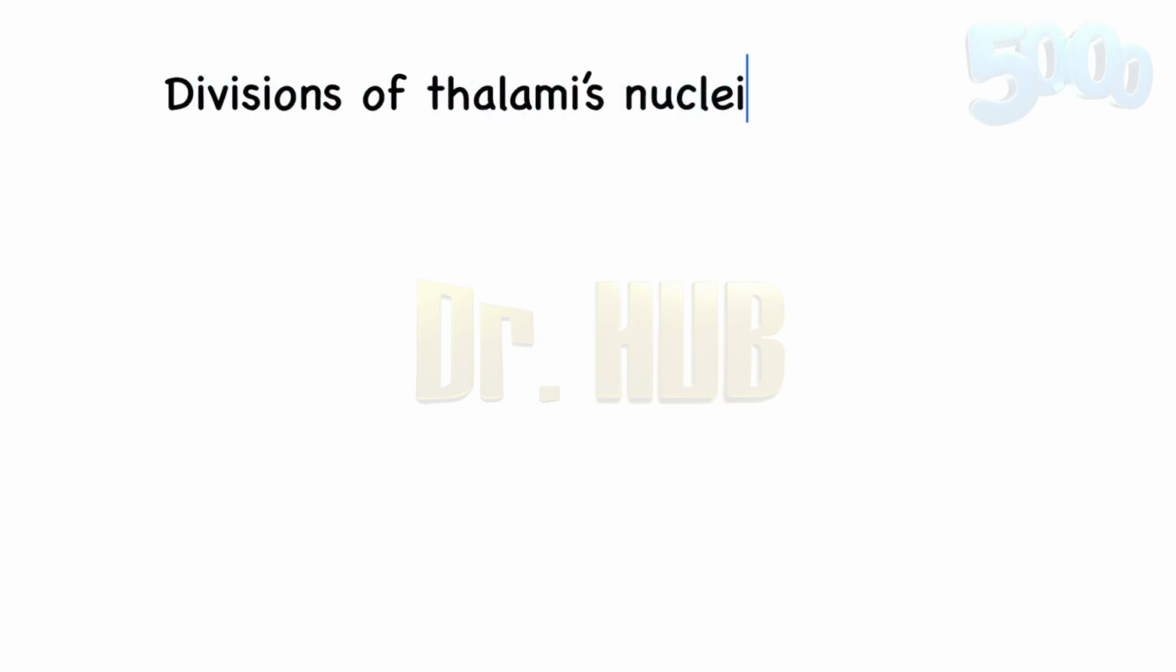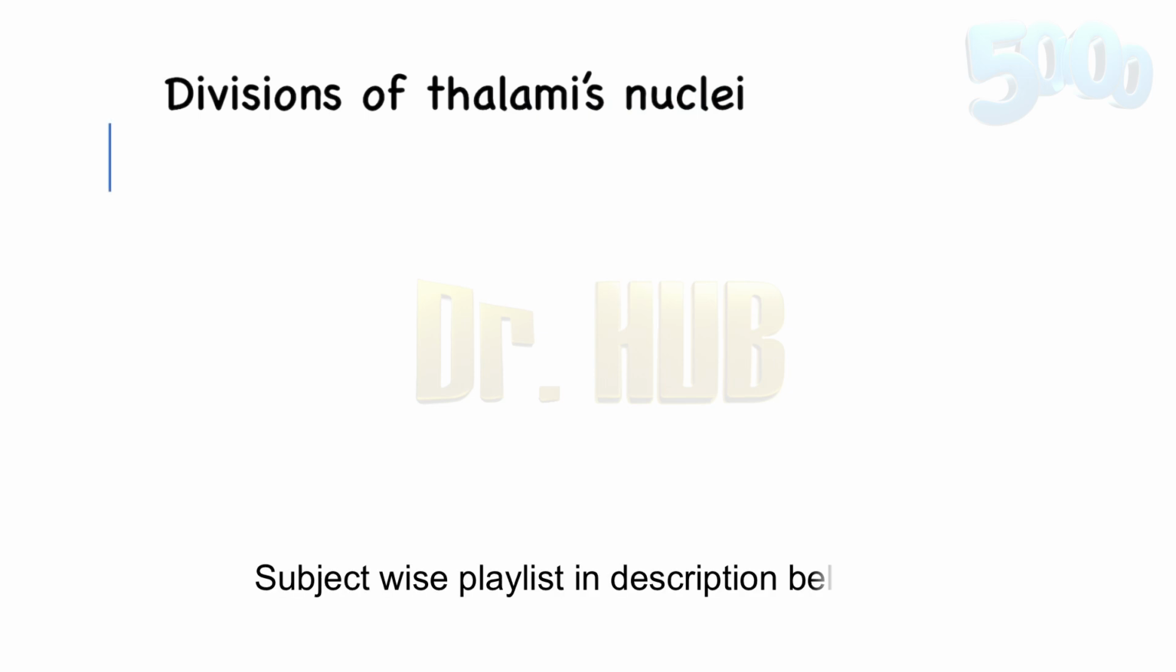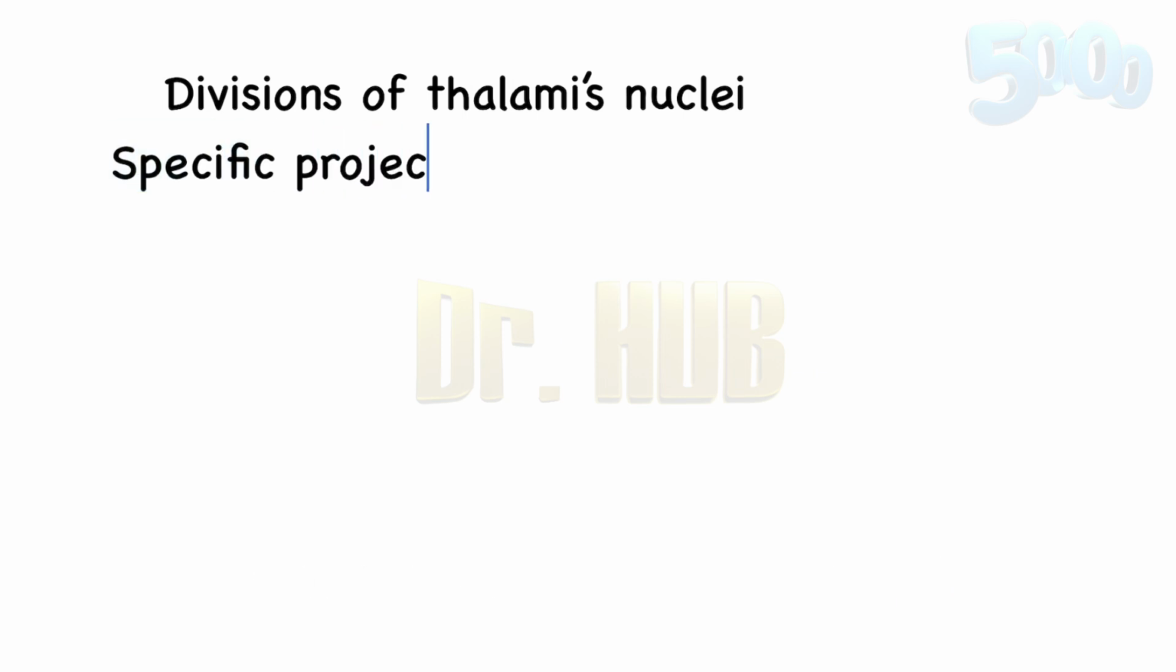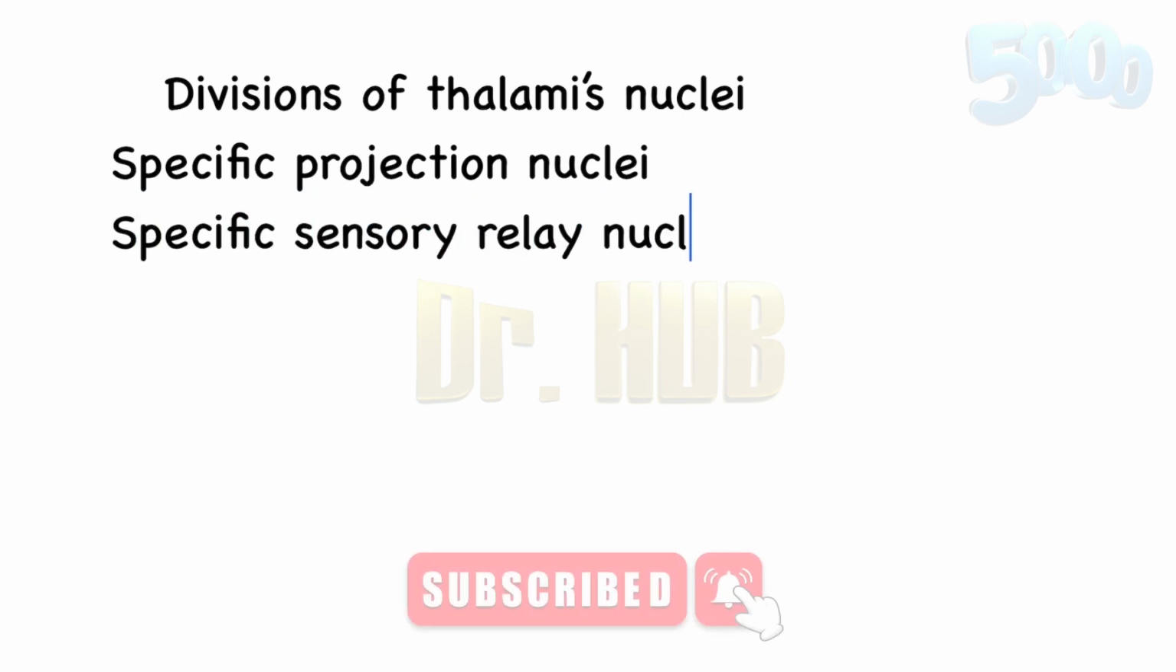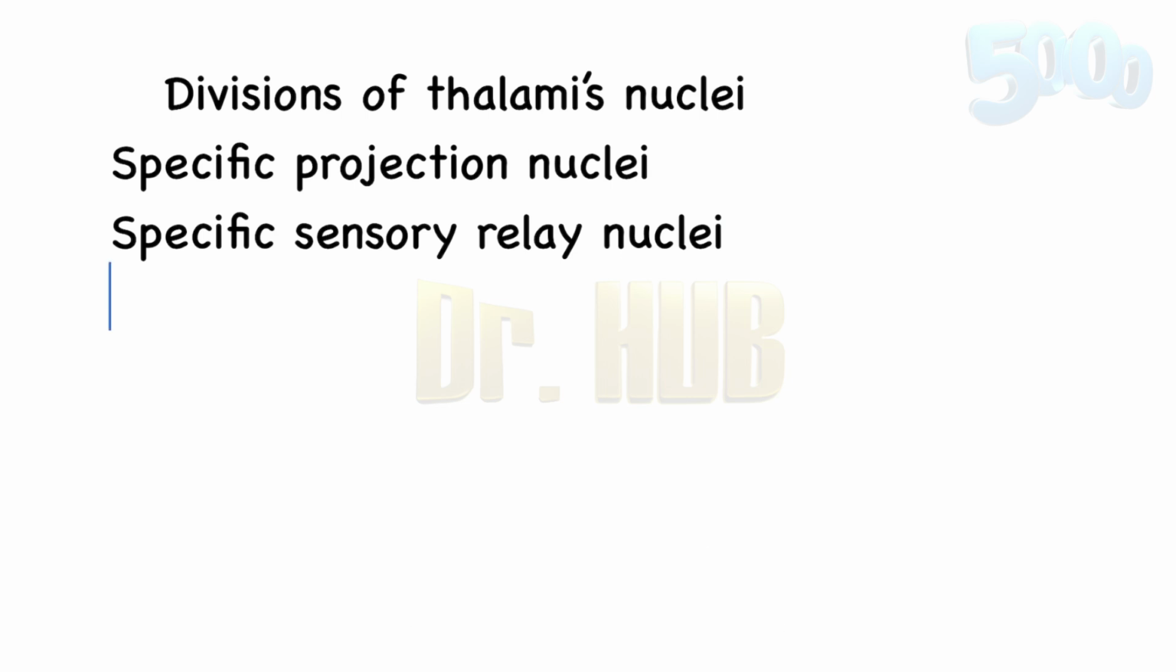Now let's look into the divisions of the thalamic nuclei. We divide it into the specific projection nuclei as well as the non-specific projection nuclei. So what happens in the specific projection nuclei? Under this, you have the specific sensory relay nuclei. This includes the medial geniculate body, MGB, then the lateral geniculate body, LGB, and also the ventral posterior group, the VP group.